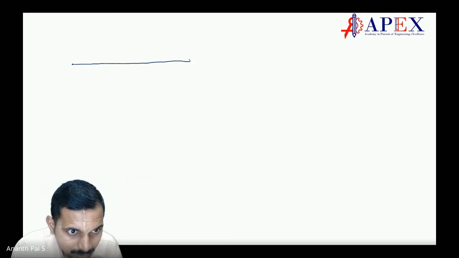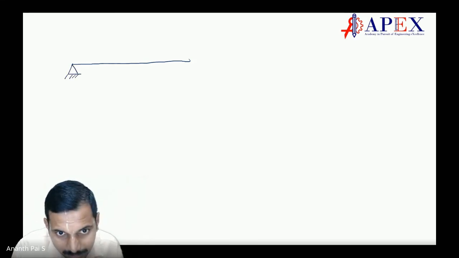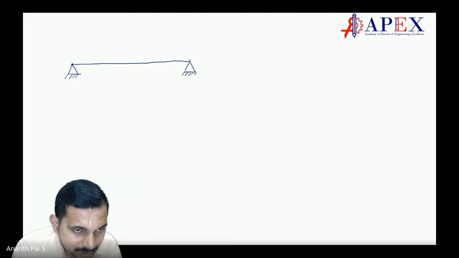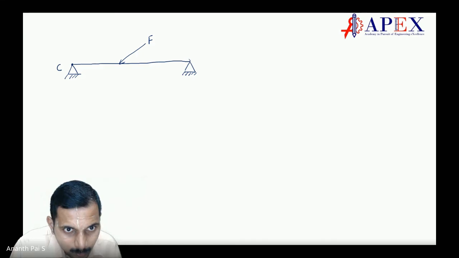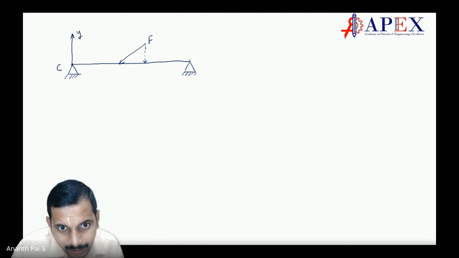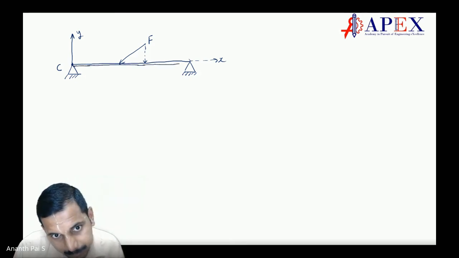So now let us say this is a thing coming like this. Now say this is point C and say I have a force F, which has a component in the y direction. Say this is y direction, correct? And this is x direction, correct? So let us have it like this is the beam which I'm having.